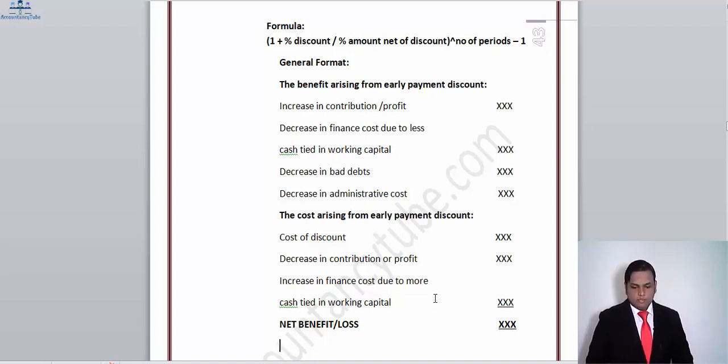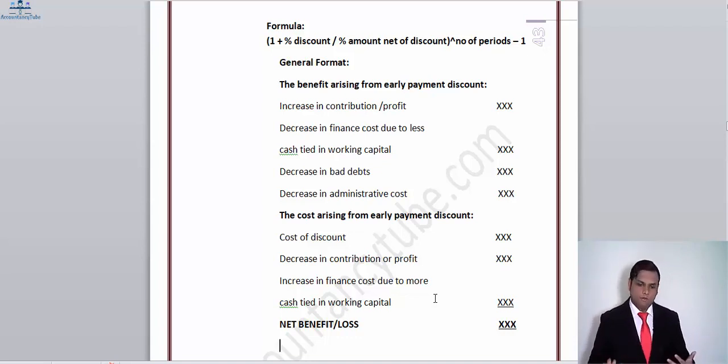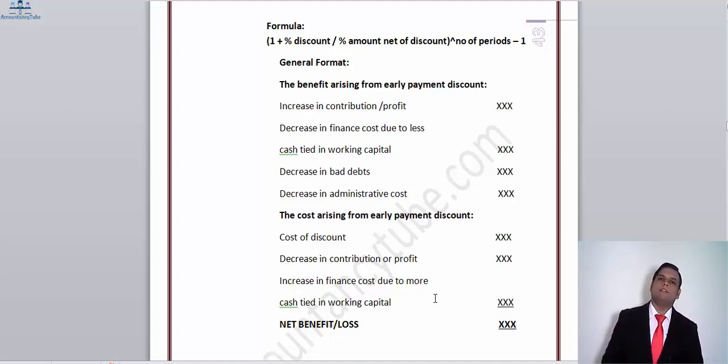The benefit arising from early payment discount is an increase in contribution profit. We have just seen that in setting credit limit and in the example as well. Then we've got a decrease in finance cost due to less cash tied up in working capital. It's obvious that the customer will avail the discount. It's a likely scenario, so we will be reducing the finance required to fund the working capital. Then we've got a decrease in bad debt. Because of this, the bad debt risk starts to fall, and that's why the provision for it is reduced.